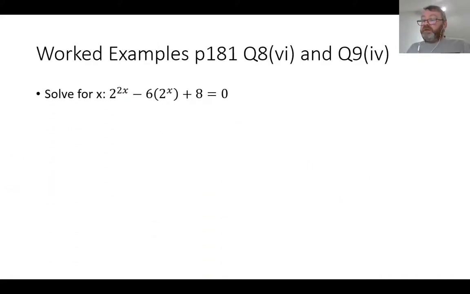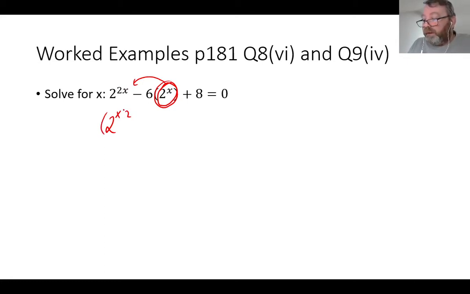So let's try one of these. Solve for x in 2 to the 2x minus 6 times 2 to the x plus 8 is equal to 0. Now remember what I told you? The key term in all of this is the one that's in the middle. The one that has the single x. So that is my focus of attention. And I need to build that in here. And I did tell you that 2 to the power of 2x is exactly the same as 2 to the power of x, squared. Don't be afraid to swap these round.